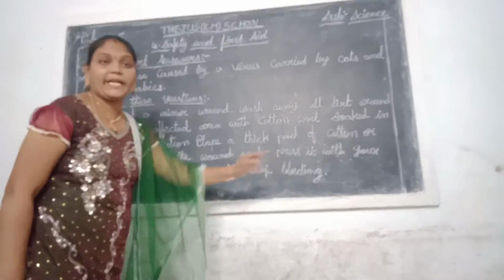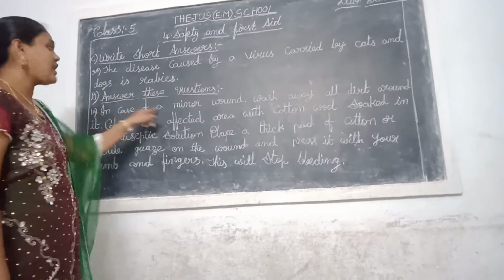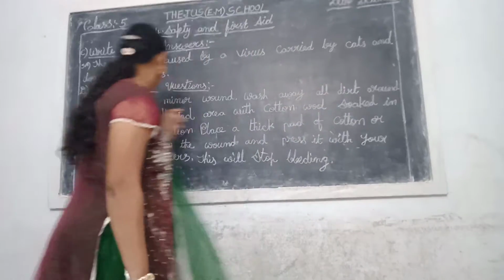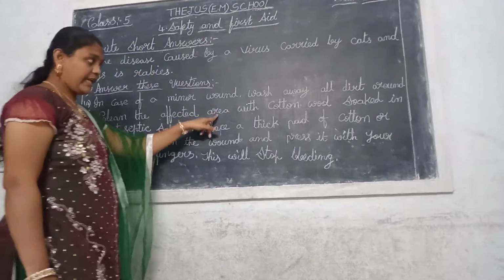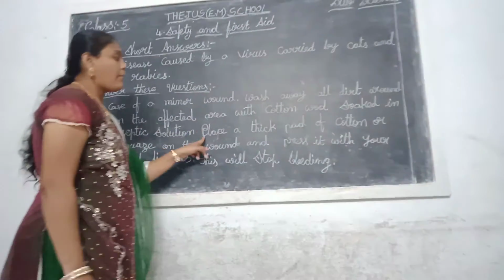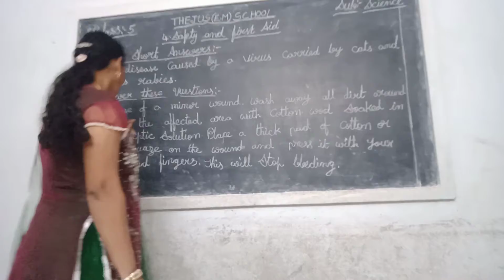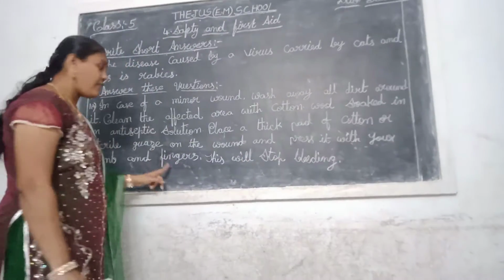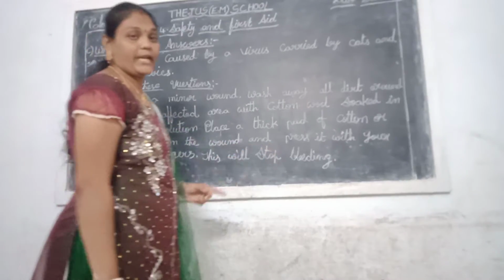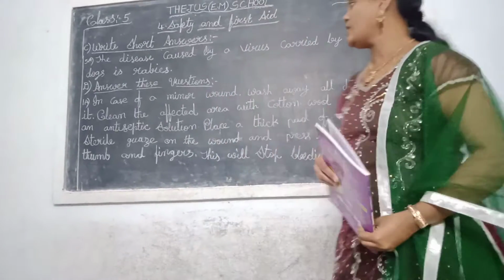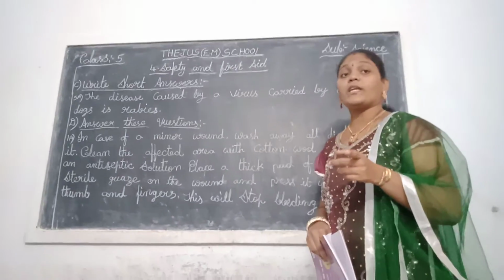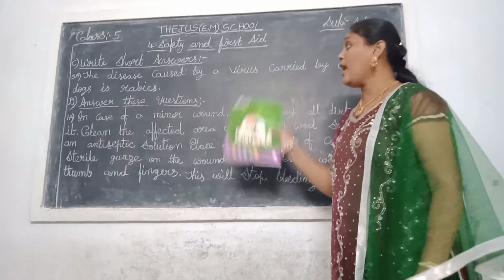This will stop bleeding. So, children, in case of a minor wound, wash away all dirt around it. Clean the affected area with cotton wool soaked in an antiseptic solution. Place a thick pad of cotton or sterile gauze on the wound and press it with your thumb and fingers. This will stop bleeding. Okay, children, note these two questions also in your notebooks without mistakes. The questions are in your textbook. See in your textbook, write the question and write the answers.